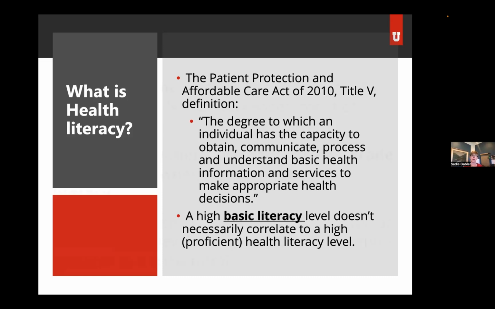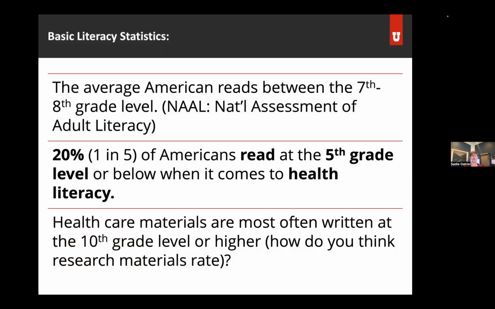So when the National Assessment of Adult Literacy did their survey, they found that the average American reads between the 7th and 8th grade level. 20% of Americans read at the 5th grade level or below when it comes to health literacy. So 80% are above that.